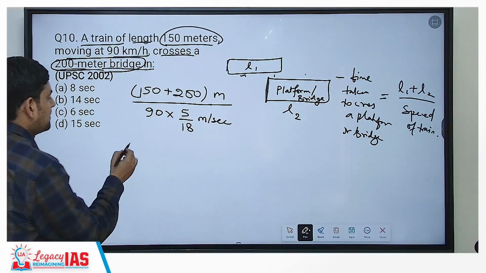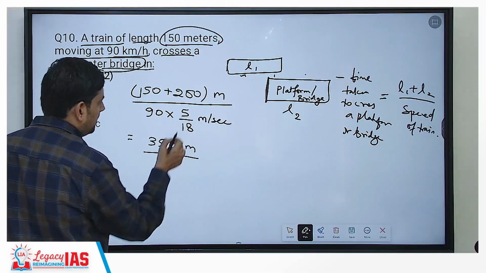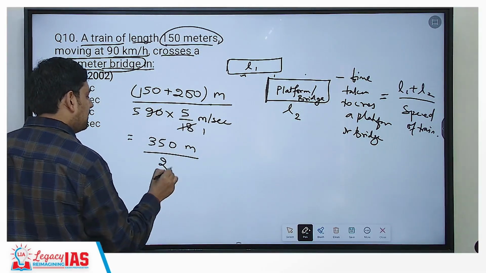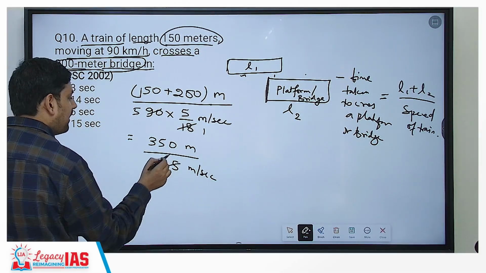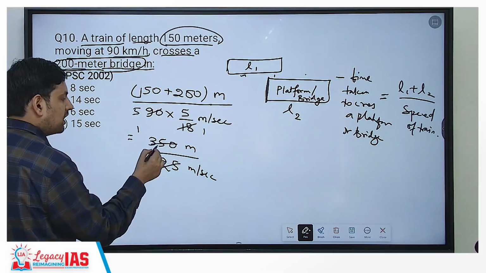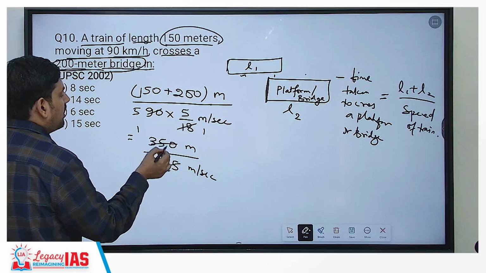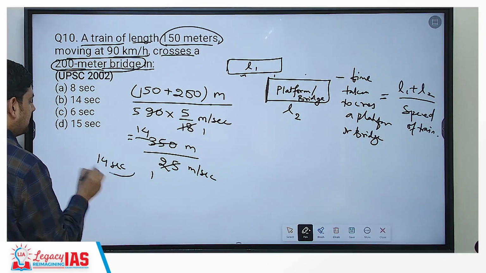Correct? How many times will this go? 200 plus 150 is 350 meter, divided by... now 18 ones are 18, 18 fives are 90, 5 fives are 25 meter per second. How many times will this go? 25 ones are 25, this will go one time, 10 will remain with 100, 10 plus 0, so 100, 100, this will go 4 times. So the answer came out to be 14 seconds.